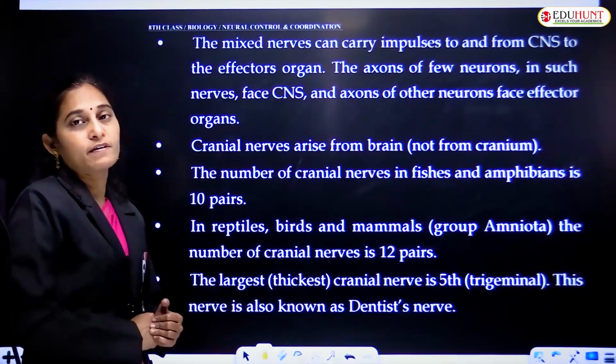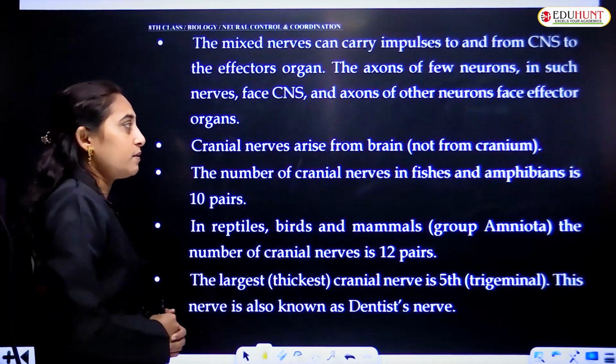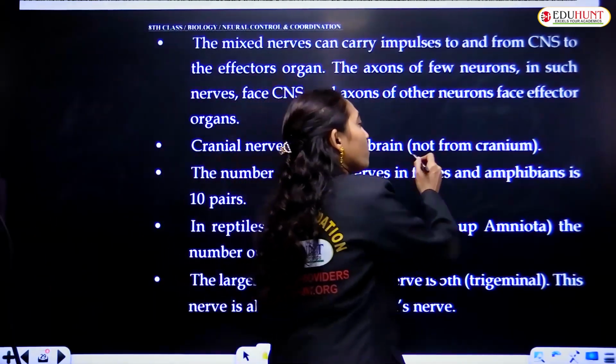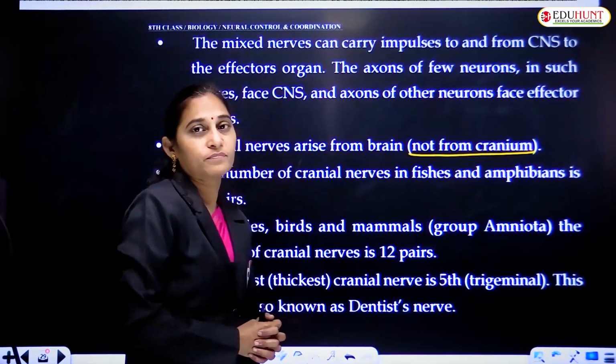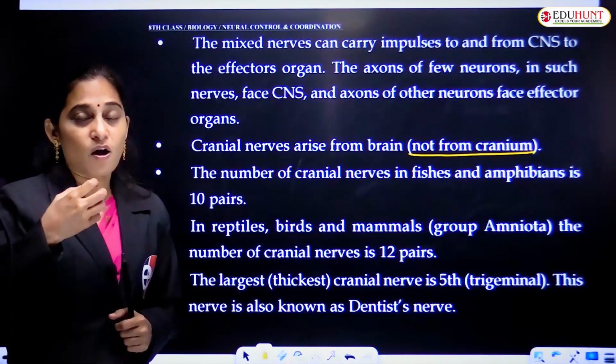And the cranial nerves, I mentioned previously that they are not from the cranium. Cranium is a solid box.